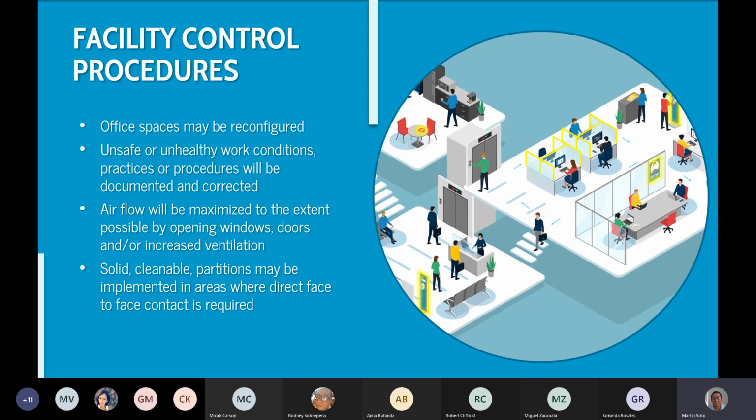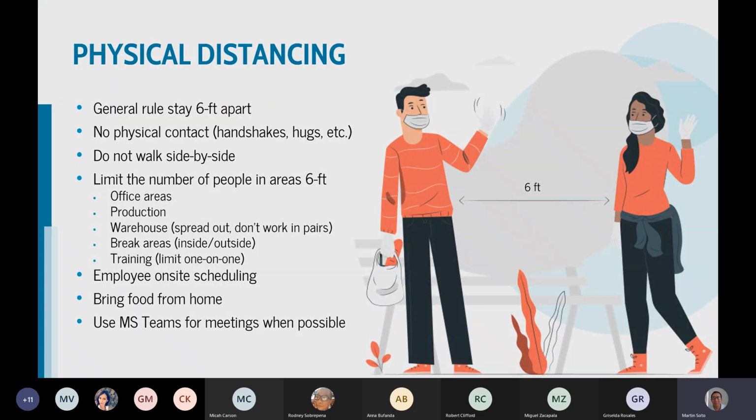Airflow remains the same because we are a food grade facility. We're not allowed to open windows or doors in the warehouse, but we do have fans circulating the air. Physical distancing still remains the same. We expect everyone to maintain a 6-foot distance for the time being until that changes. No physical contact, as far as handshakes, hugs, and things like that.